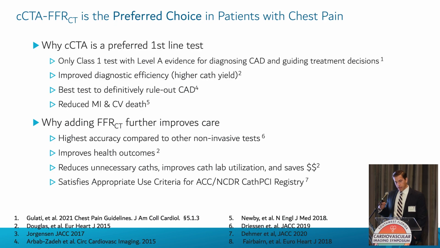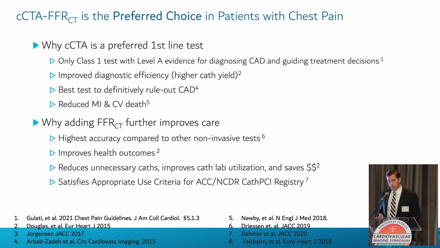So I think, in summary, FFR CT is really the preferred choice in patients presenting with both acute and stable chest pain. Why is CT a preferred first-line test? It's really the only Class 1 test with Level A evidence in the updated guidelines for diagnosing coronary disease and guiding treatment decisions. It yields improved diagnostic efficiency. It's really the best test out there non-invasively to definitively rule out coronary artery disease. It has that high negative predictive value, which we discussed. And we do know with recent data there's a reduction in MI and cardiovascular death when we incorporate a CT-first approach to chest pain assessment.